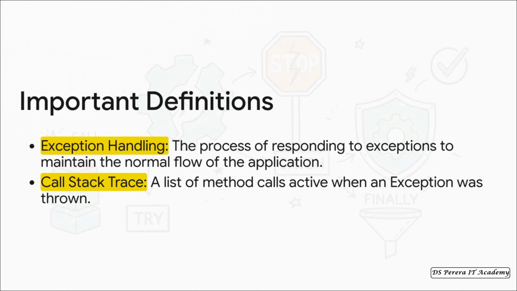Now let's just quickly go over 2 formal definitions that are great to have memorized for your exams. First, exception handling is just the official name for this whole process of responding to exceptions to keep our application from crashing. And second, the call stack trace is that big block of text you see when a program crashes. It's the list of method calls that acts like a trail of breadcrumbs leading you right to where the problem started.